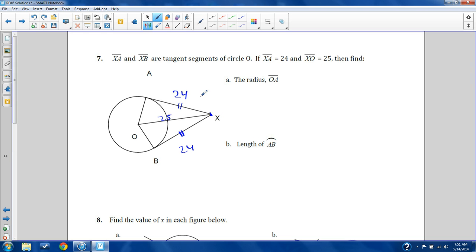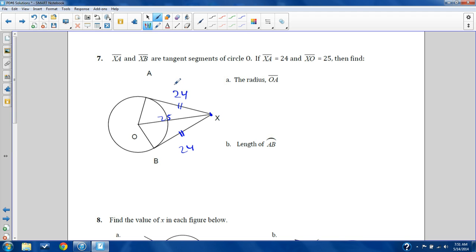Again, good to write down. Then find the radius, OA. So we need to find this. And it says find the length of arc AB. Oh, I'm sorry, arc. Arc AB would be the minor arc. So we need to find this minor arc right here.